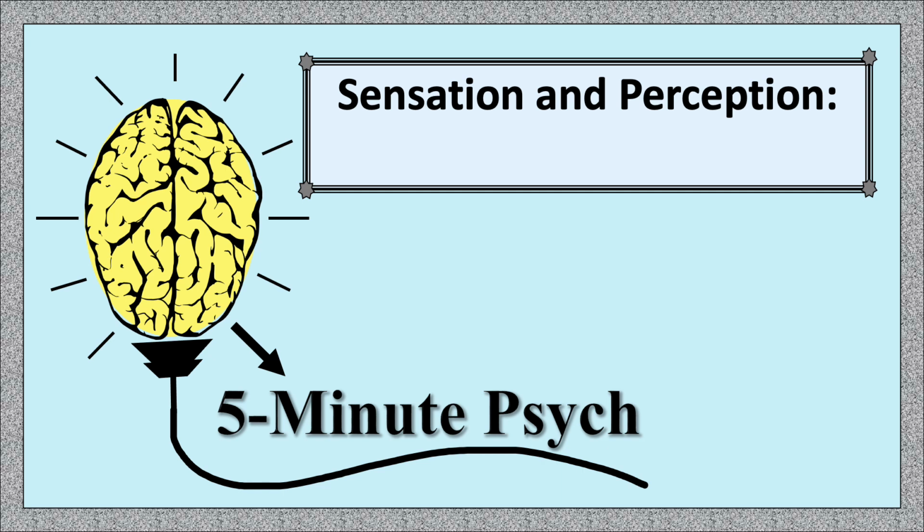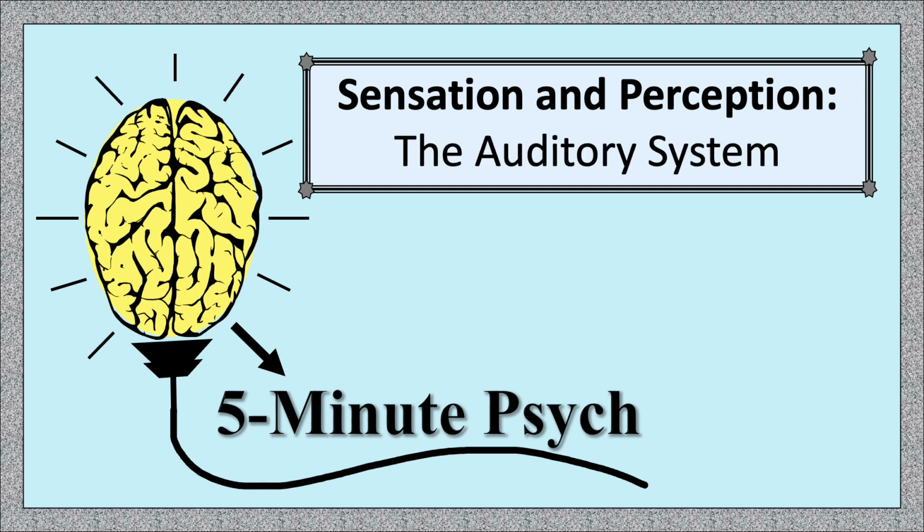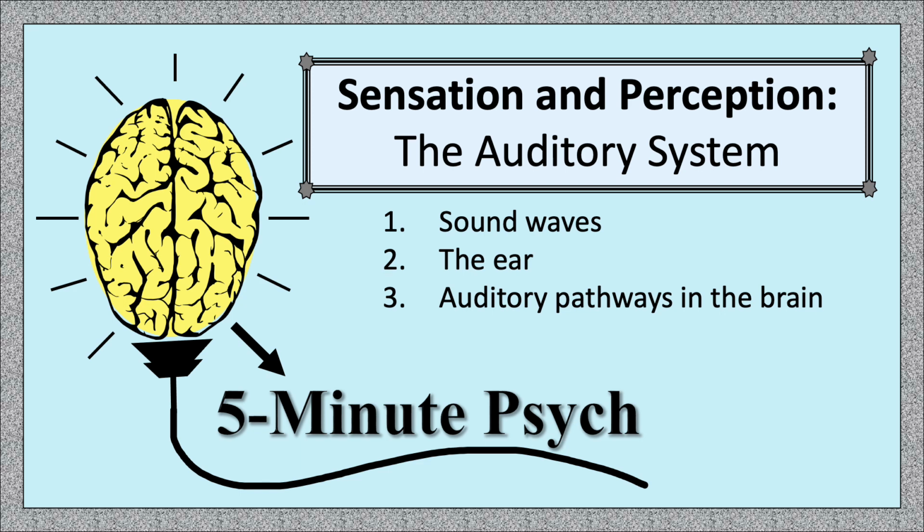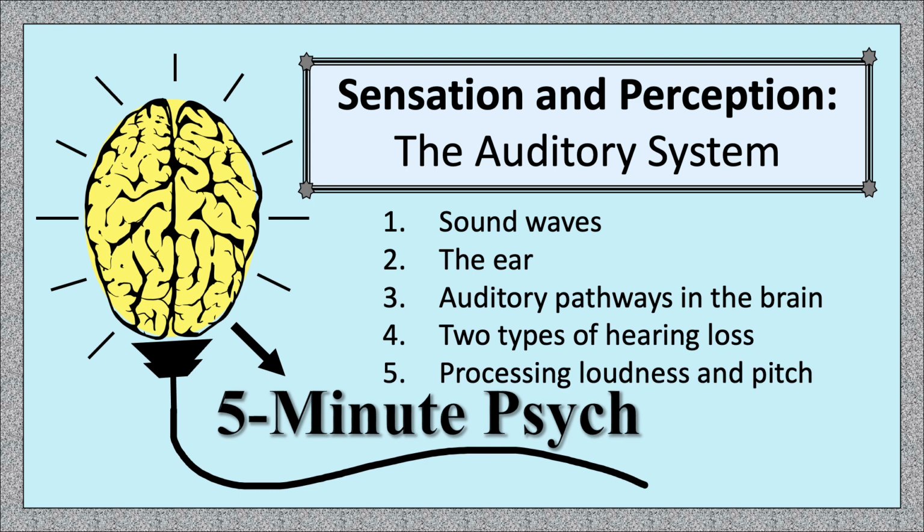In this 5-minute segment, we'll explore the auditory system, starting with the stimulus that we perceive, sound waves, before examining key parts of the ear. Then we'll trace the path that auditory input travels in the brain and discuss two types of hearing loss. Finally, we'll consider how the brain processes loudness and pitch.